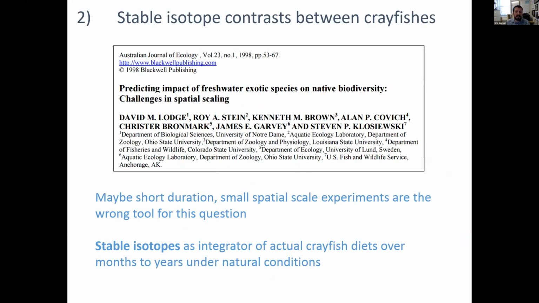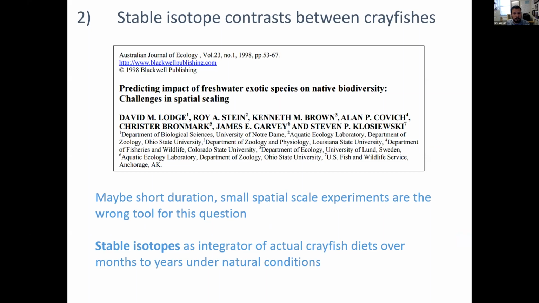And of those studies that exist, these mesocosm or enclosure studies have been criticized for being short duration, small spatial scale experiments that might not tell you as much as something that's under field conditions over longer durations, right? So this is the argument people have made for using things like stable isotopes to infer the function of an organism in its field setting over weeks or months or even years.